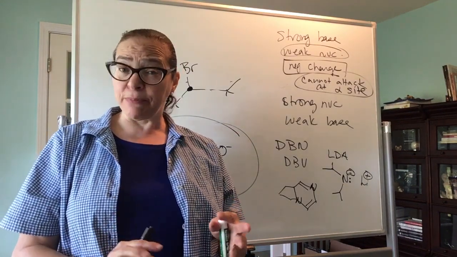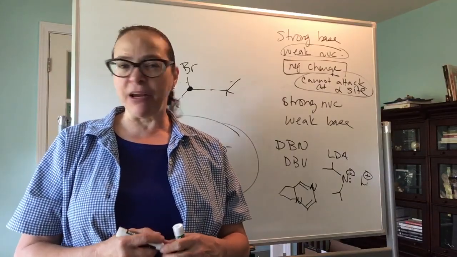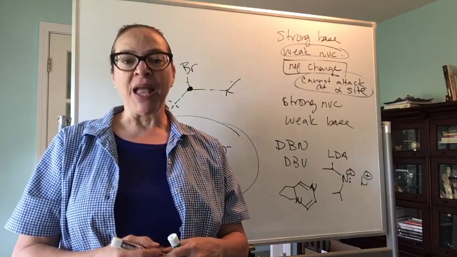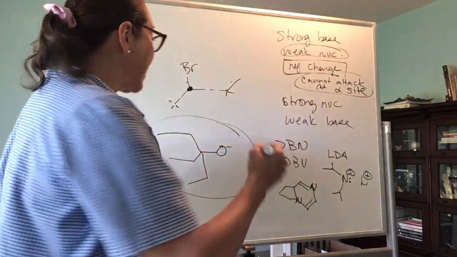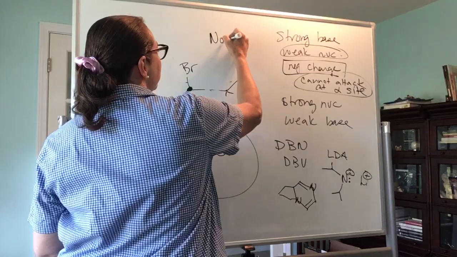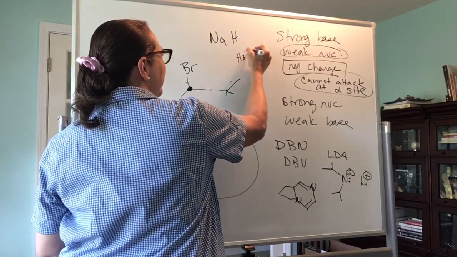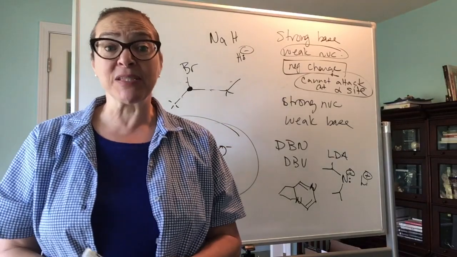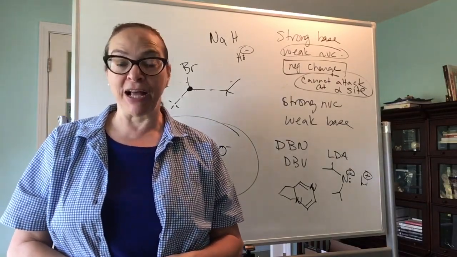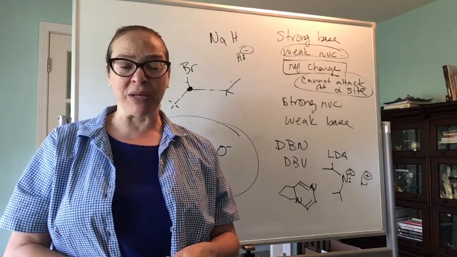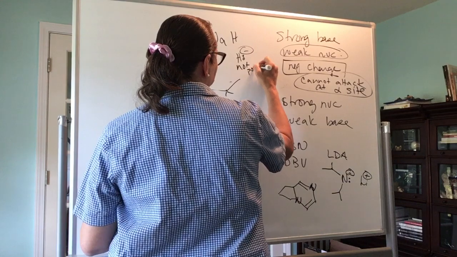There is one exception to this rule, that even though it is really small, it's not very good at being a nucleophile. And the reason why is because it's not polarizable, and that is sodium hydride. So sodium hydride has a positive charge here, has a negative charge here, and you're like, well, that's about the smallest thing you could possibly find. Why is it not a good nucleophile? And the answer is because it only has 2 electrons, so this is not polarizable.